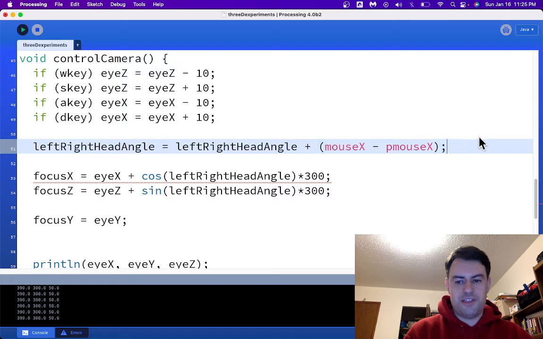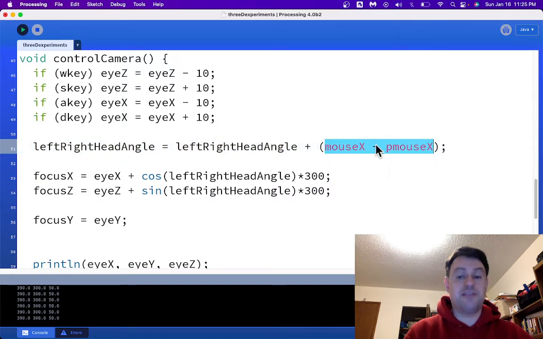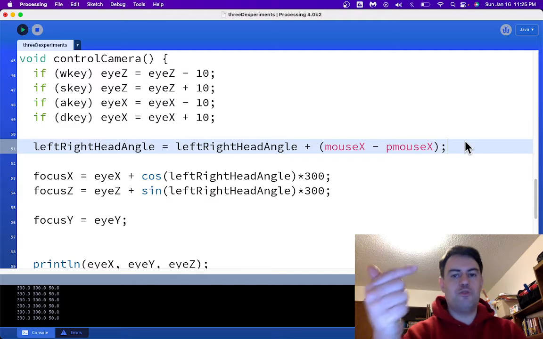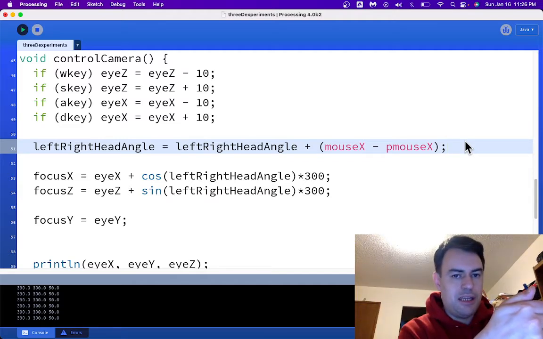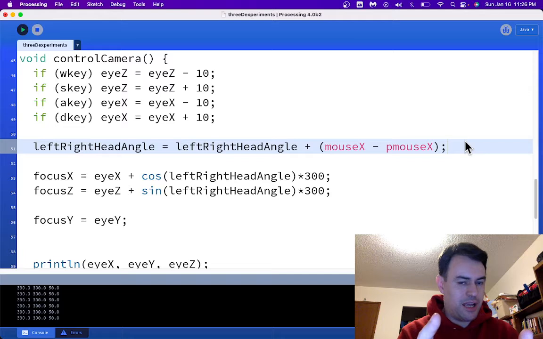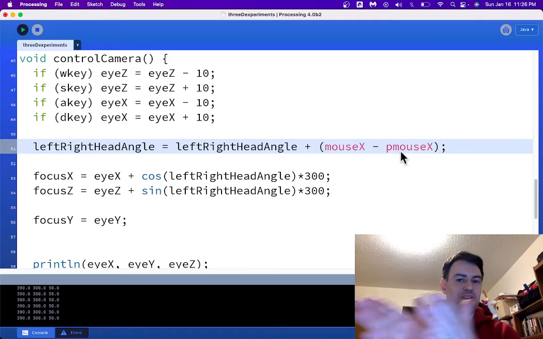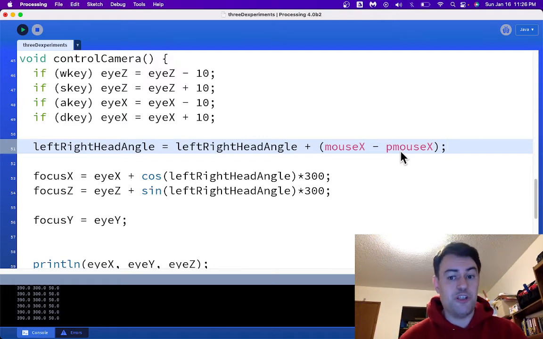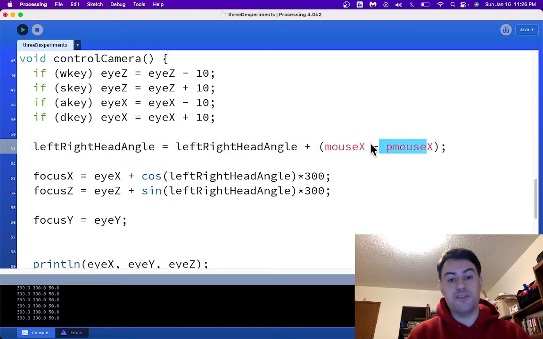So this is taking the difference between where the mouse is and where the mouse was last frame. If I'm moving this way, then my previous mouseX will be greater, because where I was compared to where I am now was a bigger number. So when I do that subtraction, it'll become negative. That means it'll decrease the angle when I move my mouse to the left. When I move my mouse to the right, it will increase because pmouseX will have been smaller, so I get a positive number.